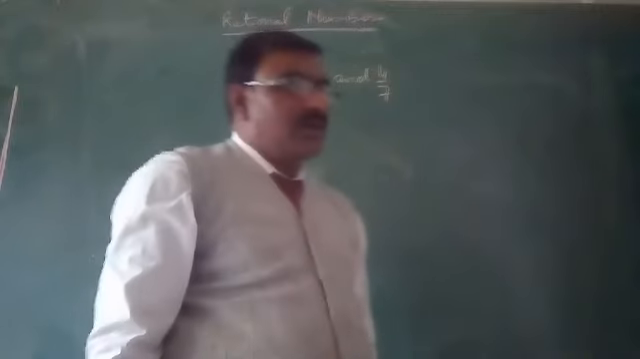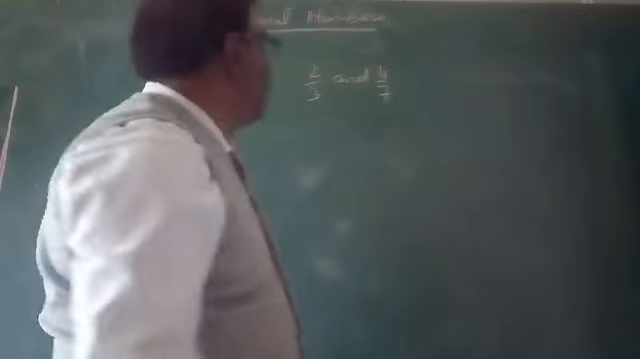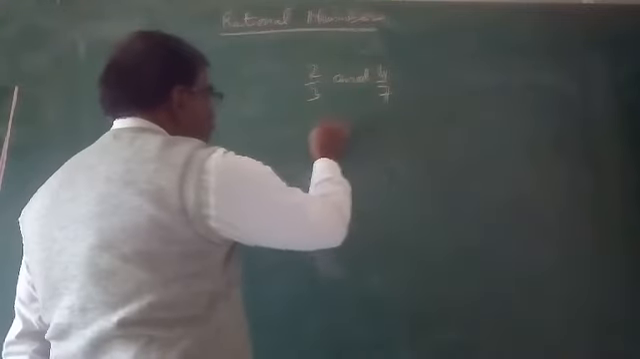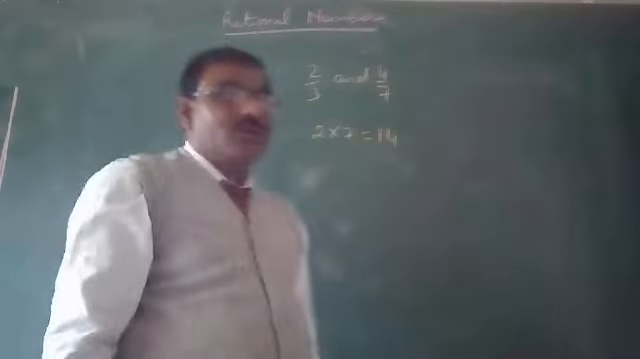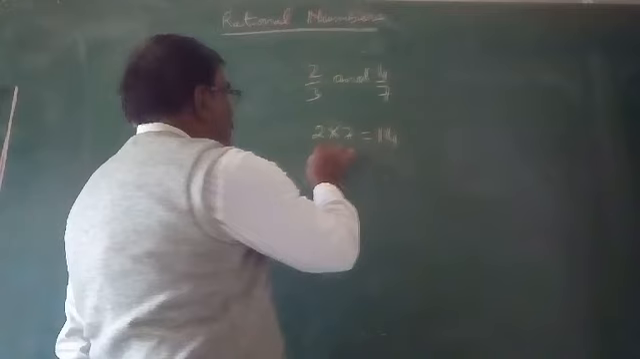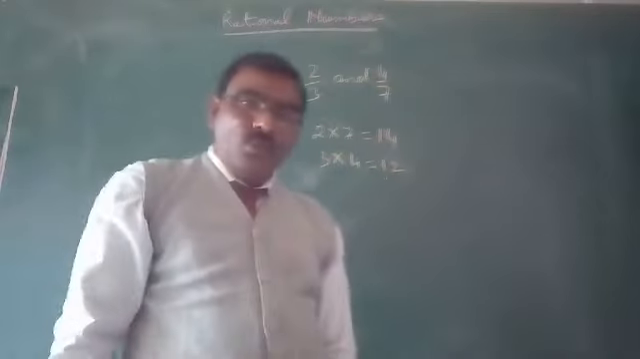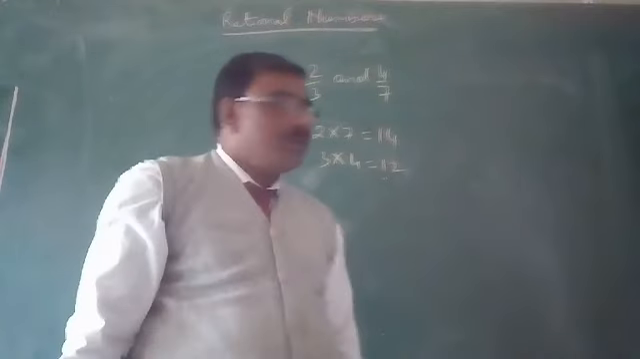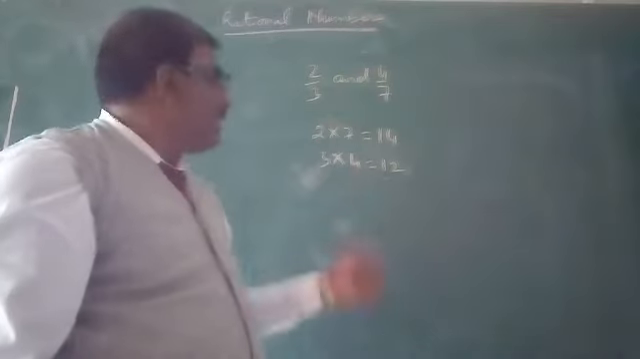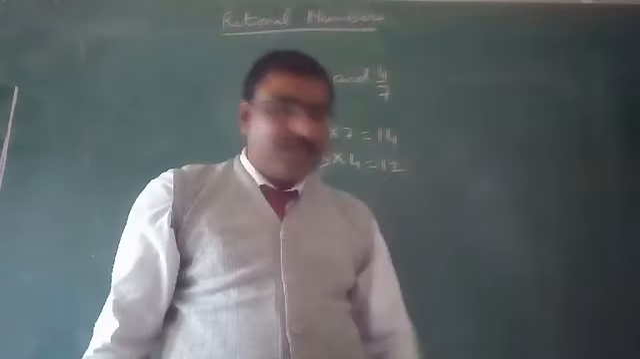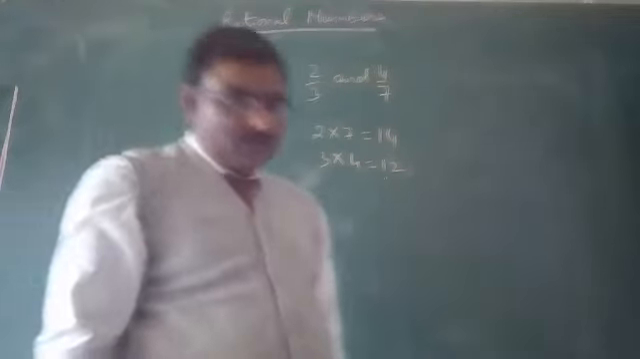first of all I will get the product of 2 and 7. Multiply 2 and 7, 2 into 7 equals 14. And the product of 4 and 3, 3 into 4 equals 12. Here 14 is greater than 12. 14 and 12 are not equal. It means 2 by 3 and 4 by 7 are not equal.